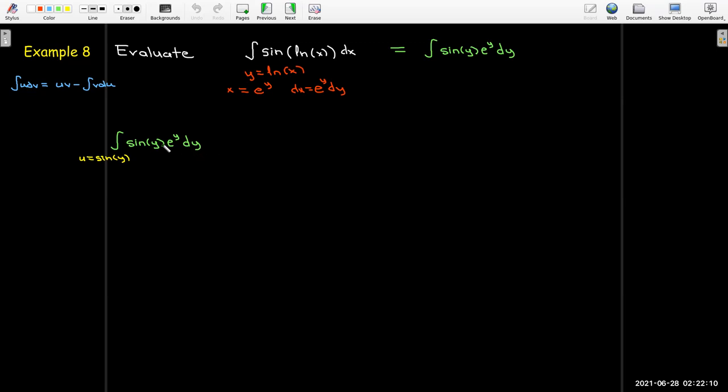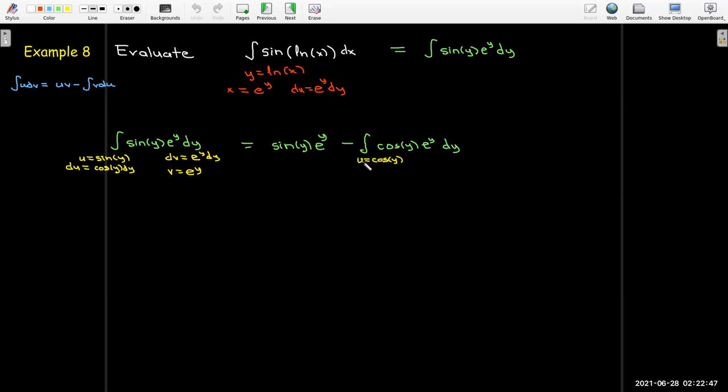But in this case, u equals sine of y is a good choice, meaning du is just going to be cosine of y dy. dv being e to the y dy means v equals e to the y. So substituting those into our formula, my uv is going to be sine of y e to the y, and then I will subtract off the integral of cosine of y e to the y dy. So that didn't quite get me where I wanted to go. So let me try using integration by parts a second time.